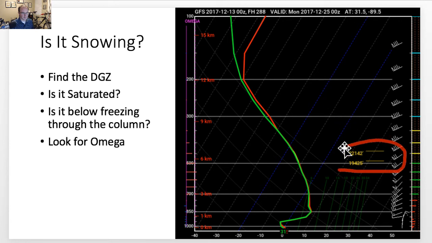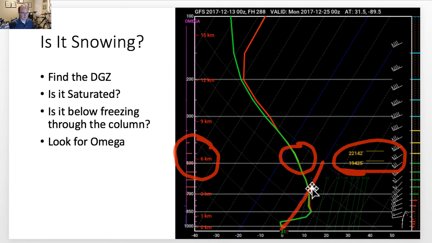All right, we've got our saturated dendritic growth zone. It's good and saturated. We also have some omega. We've got some forcing. That means this forecast model is suggesting that snowfall is a possibility. However, we've got to go back to our freezing line. There it is, right there. And look at how much of the column of air is above freezing.